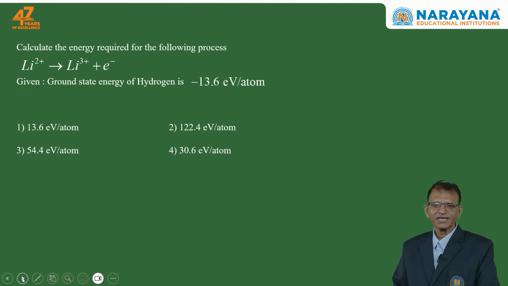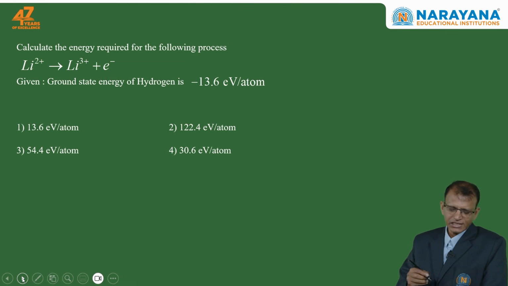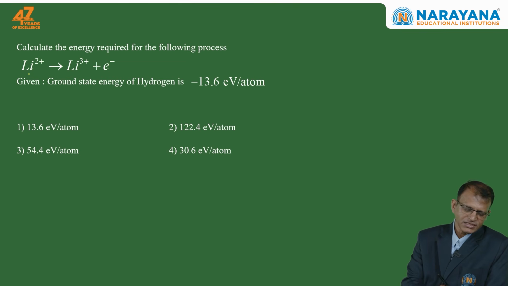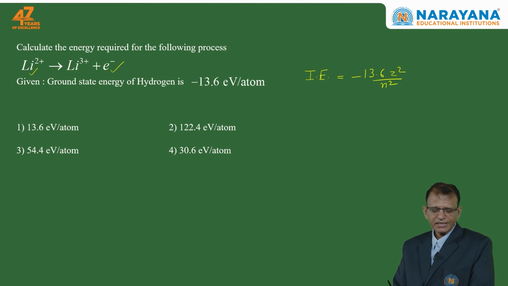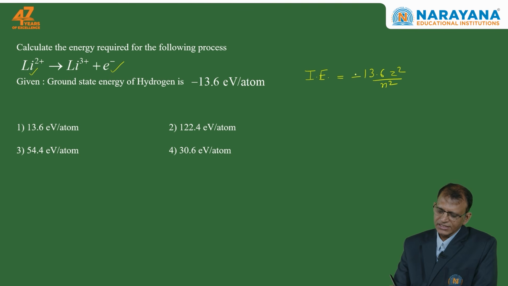The next problem, again, is related to atomic structure, a very simple problem for a single electron system, because lithium 2+ is a single electron system. From there we are removing one electron. So we are talking about the ionization energy of a single electron system, which can be written as minus 13.6 Z square upon n square electron volt per atom. So calculating the ionization energy, here it should be a positive sign, it is minus times the energy in the nth orbit.